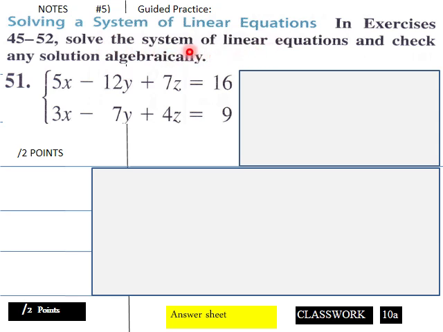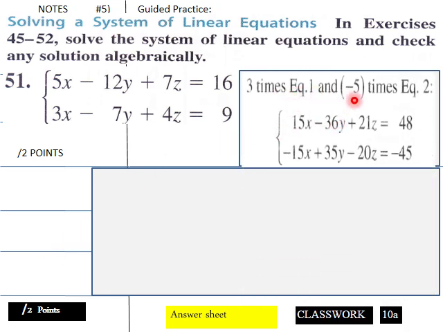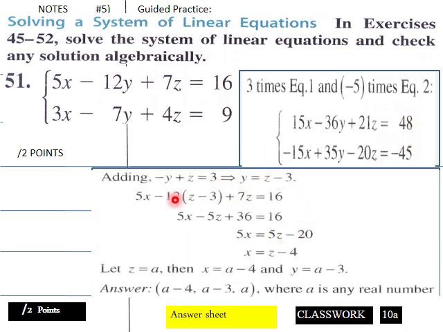Solve the system of linear equations and check any solution algebraically. So to solve this one here, 3 times equation 1 and -5 times equation 2 will give us this. These will cancel. And then when you combine these two, you come up with a -y. And then these here will come up with a positive z. And then this will be positive 3. So when you do that, you end up with this situation here. And then you just go ahead and solve for your variables.